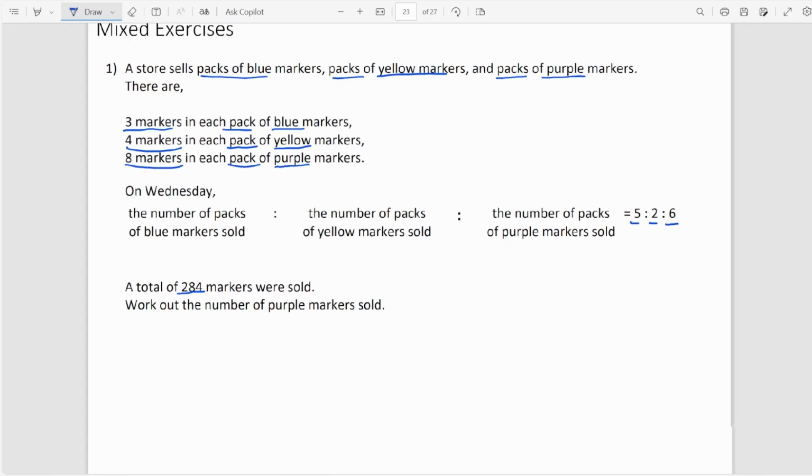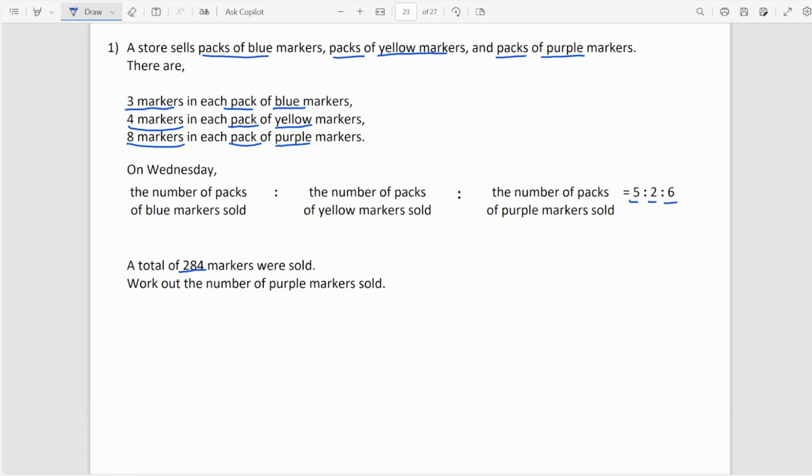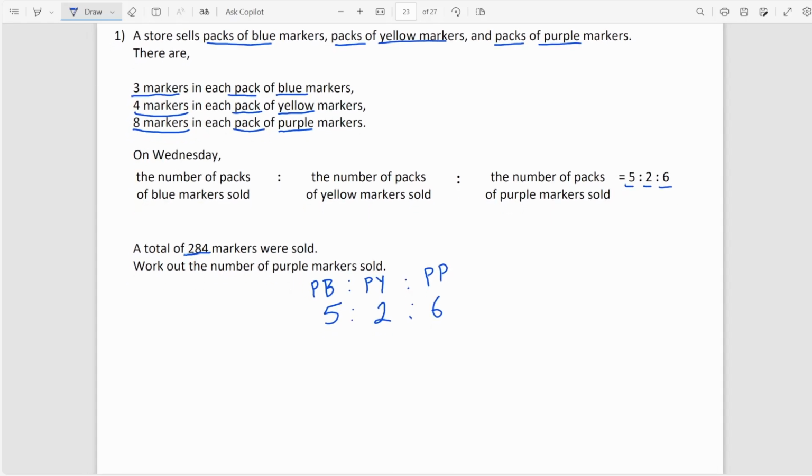Okay, so the first thing I'm going to do is write down my ratio. My ratio is 5, 2, and 6. And this is the ratio between the packs of blue that were sold to the packs of yellow to the packs of purple. Okay, so we'll be using those letters to identify each pack. Now I know that I sold a total of 284 markers.